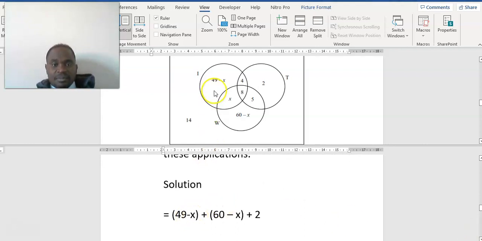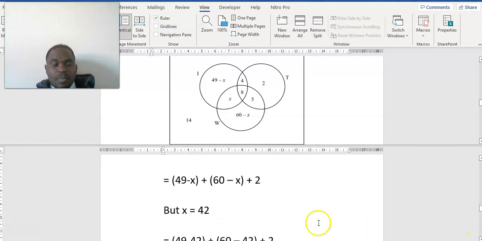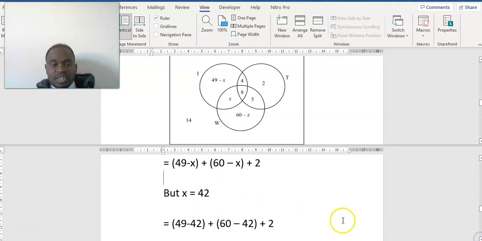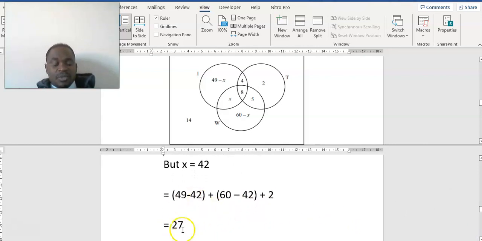49 minus x plus 60 minus x plus 2. So that is for only one application. We know that x is equal to 42. We found x to be 42, so we substitute it into this. When you substitute, you get 27. So 27 learners use only one application.